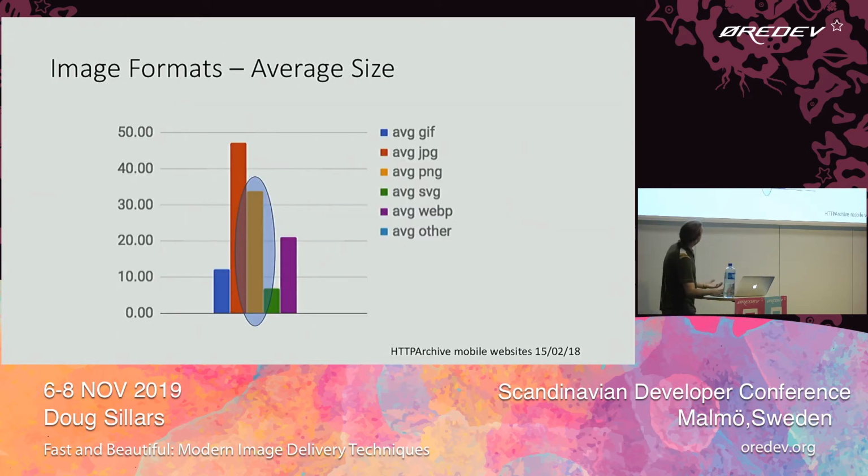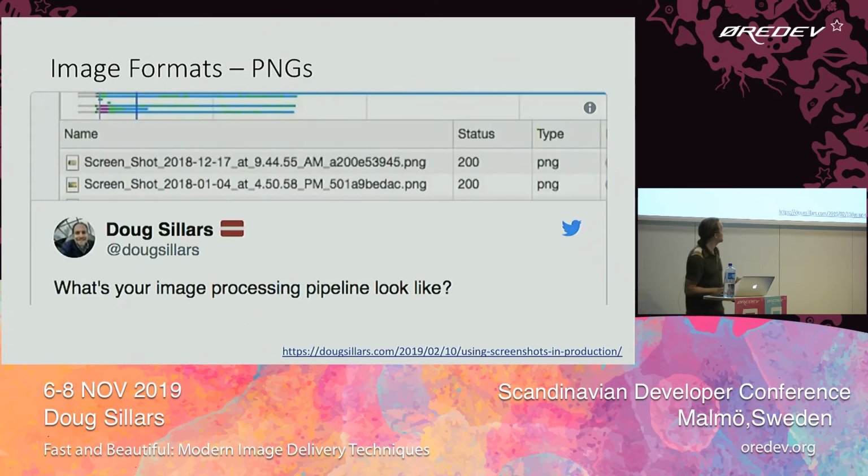Let's talk about PNGs. PNGs are an awesome format. They're really, really great. They have transparency, just like GIFs, so they can be see-through, so you can overlay them, and it's really awesome. But I found one use case over and over and over on the web that isn't an ideal use of PNGs. And so this is from Chrome DevTools. What's your image processing pipeline look like?